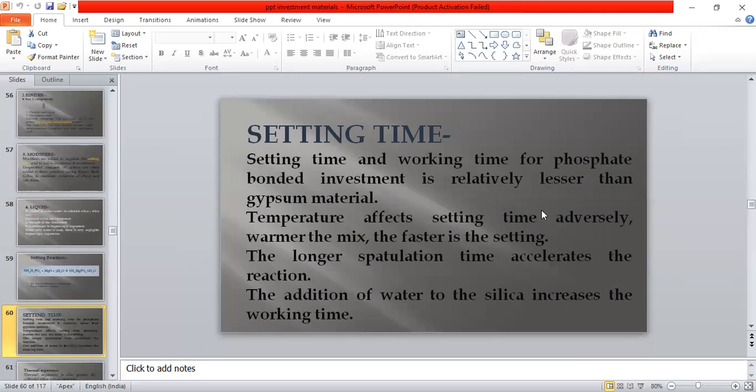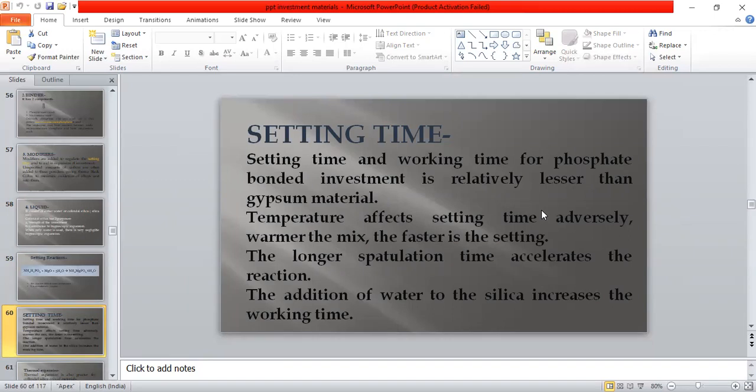A longer spatulation time accelerates the reaction, and addition of water to the silica increases its working time. So here we discuss certain factors which usually affect the setting time. The first one is temperature: the warmer the mix, the faster the setting time.